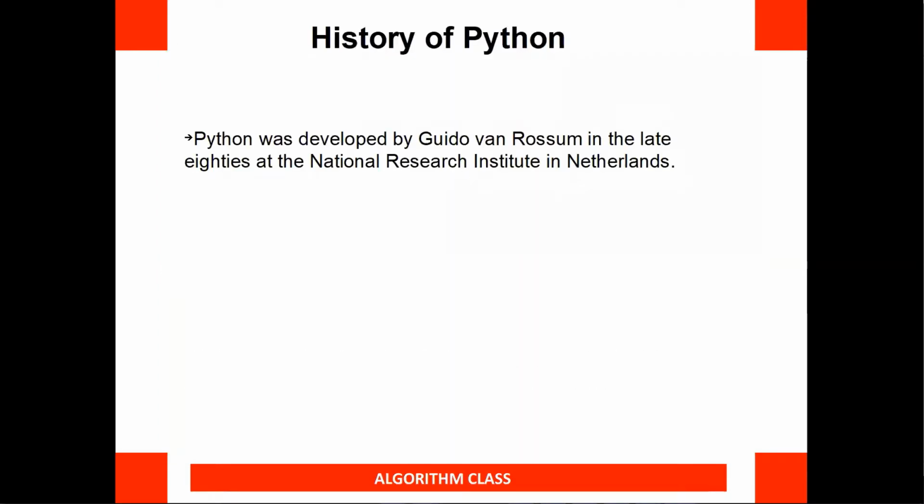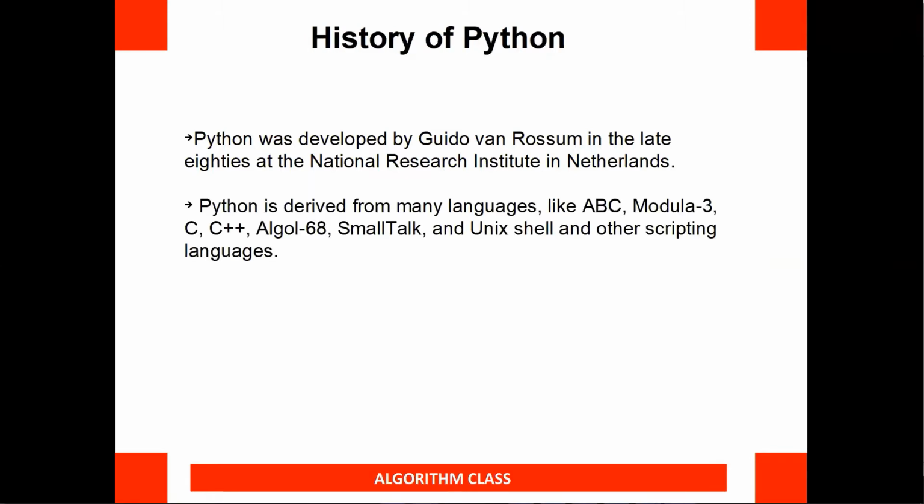Python was developed by Guido van Rossum in the late 80s at the National Research Institute in the Netherlands. Python is derived from many languages, so you can say Python is a mix of all other languages. With Python, we can do structured programming like C, object-oriented programming like C++, or automate things like Unix shell scripting or other scripting languages.